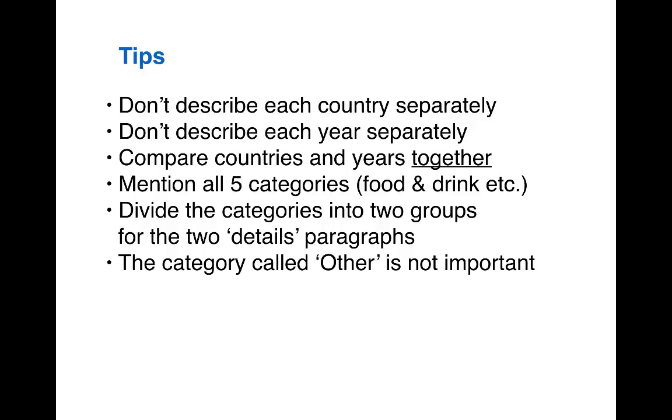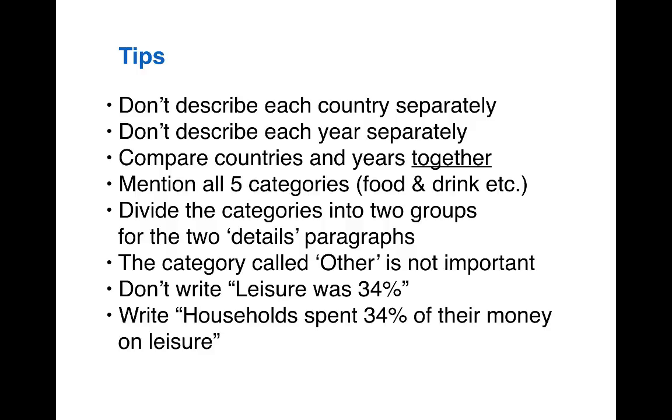Don't write leisure was 34%. That doesn't make sense. You have to write households spent 34% of their money on leisure. Make sure you get the figures described properly. That's one of the key things in writing task 1. Those are my tips from this report, this lesson. Look over those again and make sure you understand what I mean by each one.